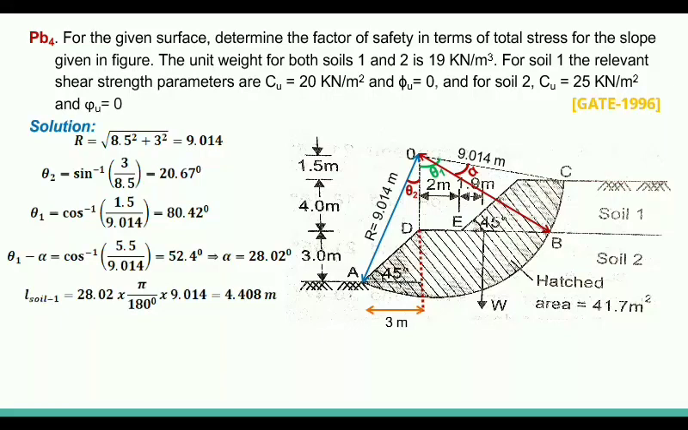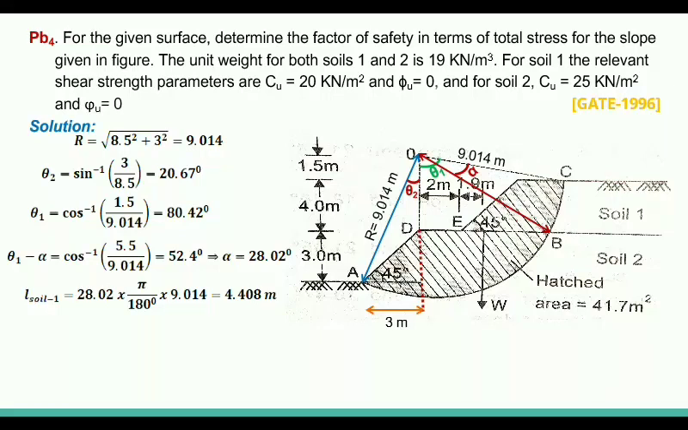Now we can go for the calculation of the length of an arc, the length of the slip circle. So how can we calculate the length of the slip circle in the case of soil 1? The curve B to C will be the length of soil 1. Again we have the angle and the radius, so we can calculate. As I told you in the previous slides, the angle is equal to arc by radius.